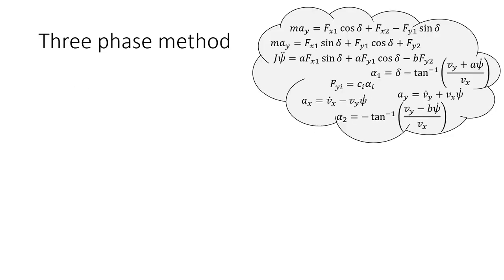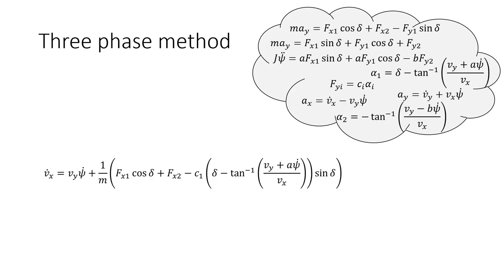Let's start forming the state space model by taking the derivative of the first state variable, the longitudinal velocity. By using the equations and putting them in one at a time, we will end up with this nonlinear expression. Let's continue to the next state variables. And if we do the same, we end up with these nonlinear expressions.